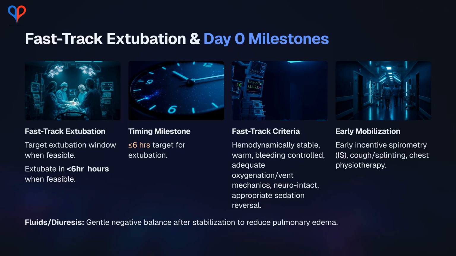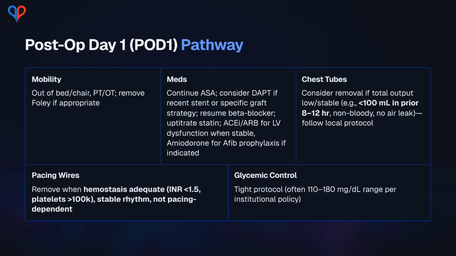When warm, stable, and not bleeding, extubate early, often within 6 hours. Incentive spirometry, splinted cough, and early pulmonary hygiene limit atelectasis and pneumonia. Gentle diuresis after stabilization helps clear lung water. By post-op day 1, aim for a chair, then short ambulation. Resume or initiate secondary prevention.